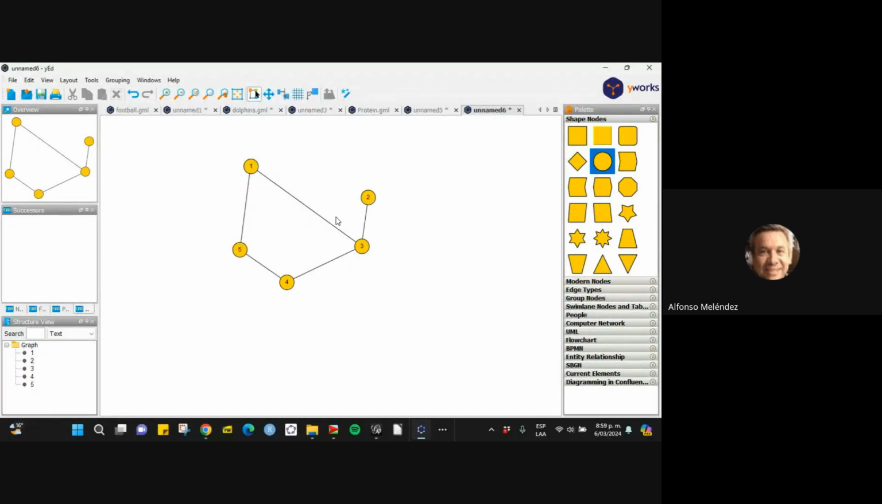What is the longest shortest path? Okay, there could be more than one longest shortest path. Here are two shortest paths of length 3, excuse me. But there is no shortest path of length 4. So the diameter is 3.